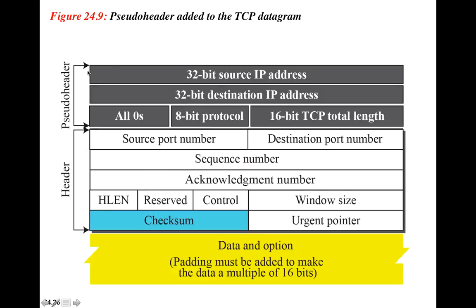If we were to put this TCP packet in the context of the IP packet, it would be something like this. We have the 32-bit source IP address, destination IP address. We have the other contents of the IP header. And after that, we have the TCP header sitting inside it. And we will have the data attached to it.